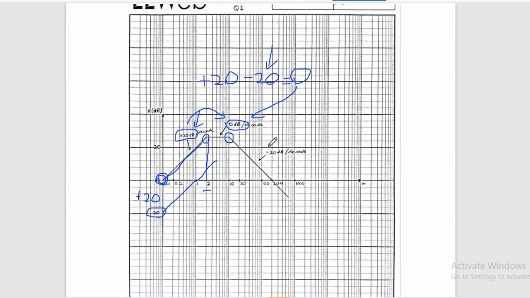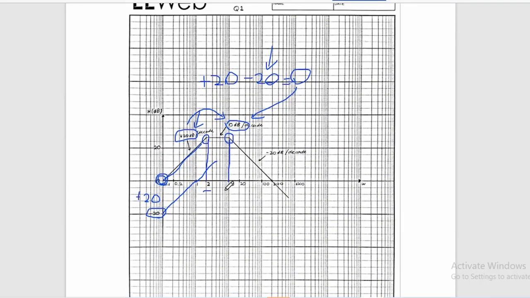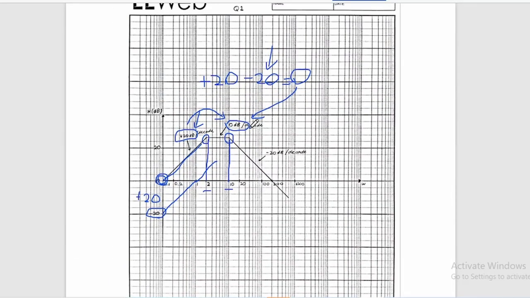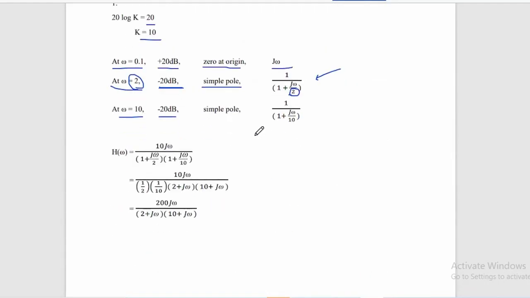Okay, so the third corner frequency is omega equals 10. At omega equals 10, it is minus 20 decibel, because from 0 decibel per decade, it changes into negative 20 decibel per decade, which means that from 0 here, we minus another 20 to get negative 20 decibel per decade. So it is minus 20 decibel, a simple pole again, and the formula is the same, but jω divided by 10, which is divided by the omega, the corner frequency.